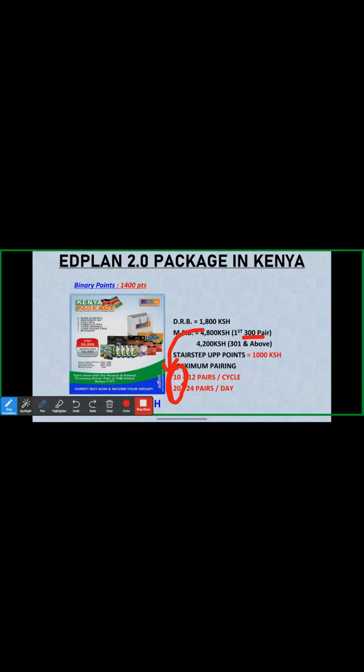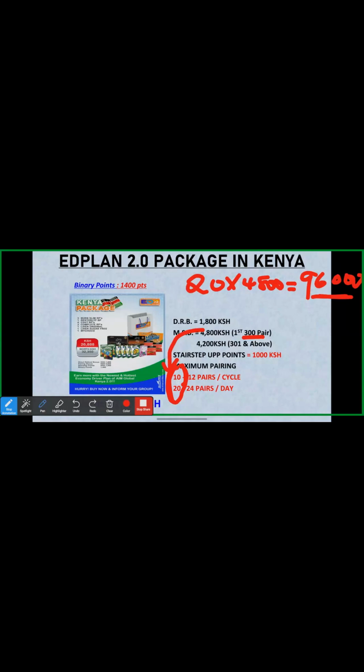And each pair is 4,800. So if you multiply 20 by 4,800, this comes to 96,000 Kenyan shillings. This is how much you can make during the day. During one day, as in during one day, 10 pairs, so 48,000 during the day and 48,000 at night.